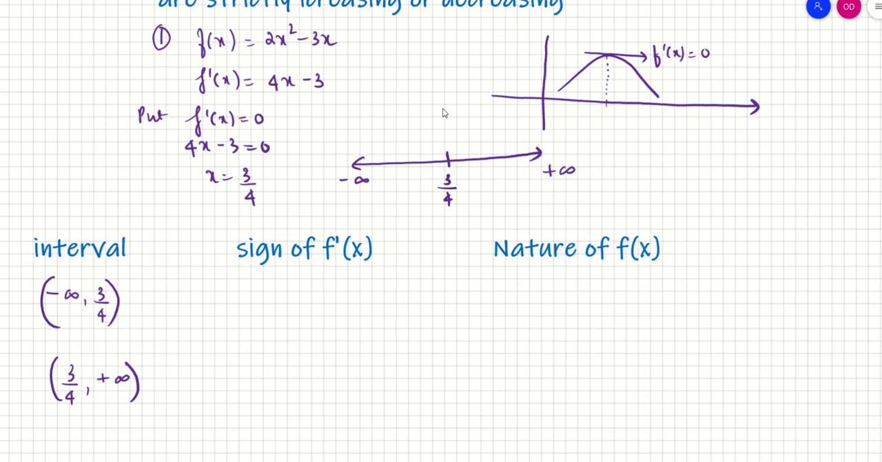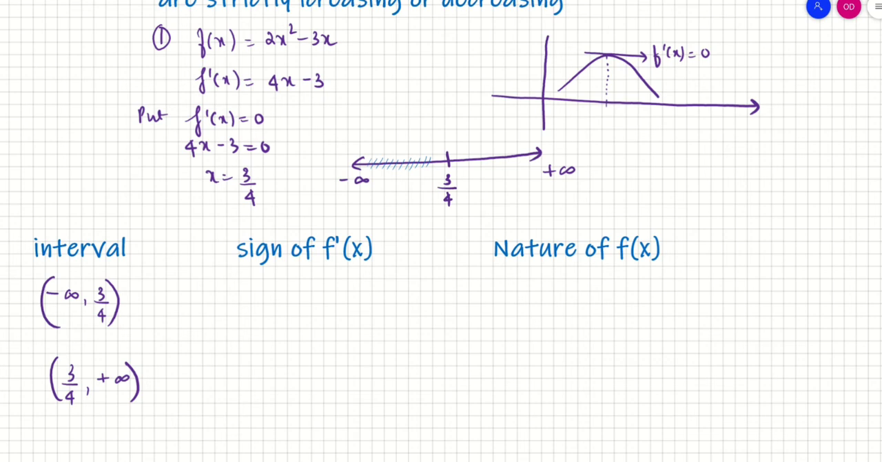So now let's find out. Now let's take any real number in this first interval. The first interval is minus infinity to 3 by 4. So I can take any number. I can take 0, I can take minus 1, minus 2, minus 100, minus 1000, any number which is less than 3 by 4. So let's take the value 0. So suppose I take a 0.